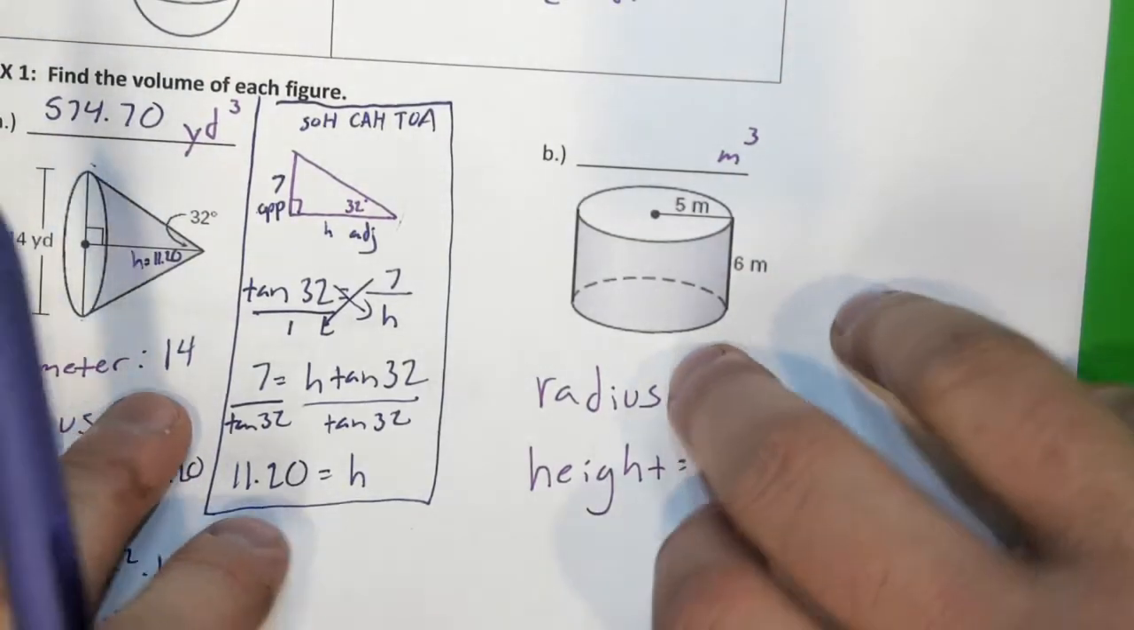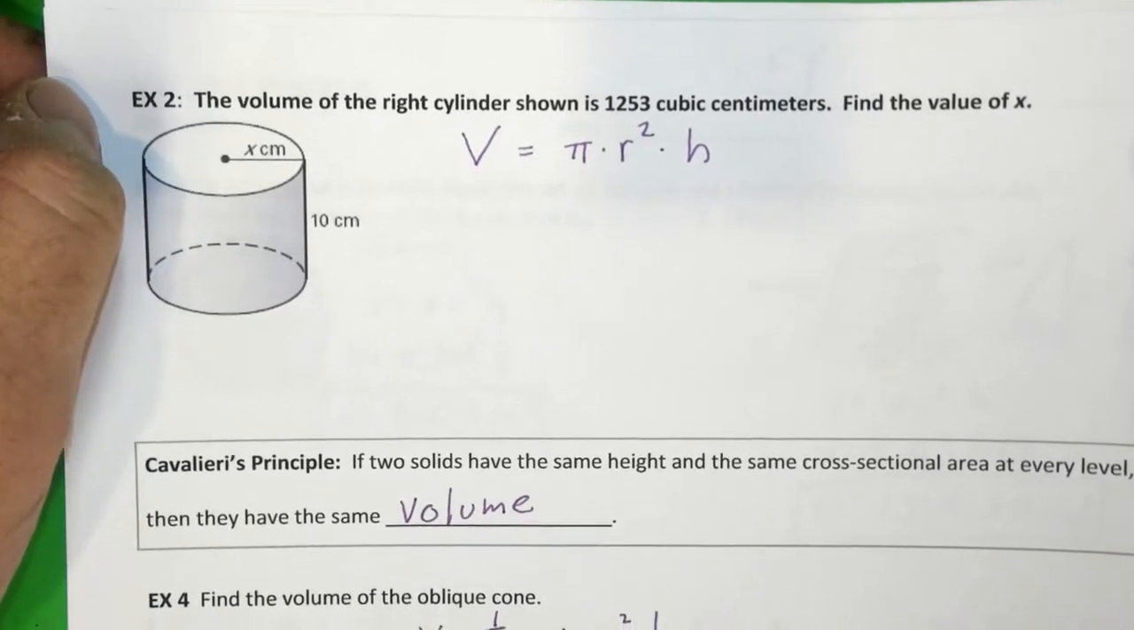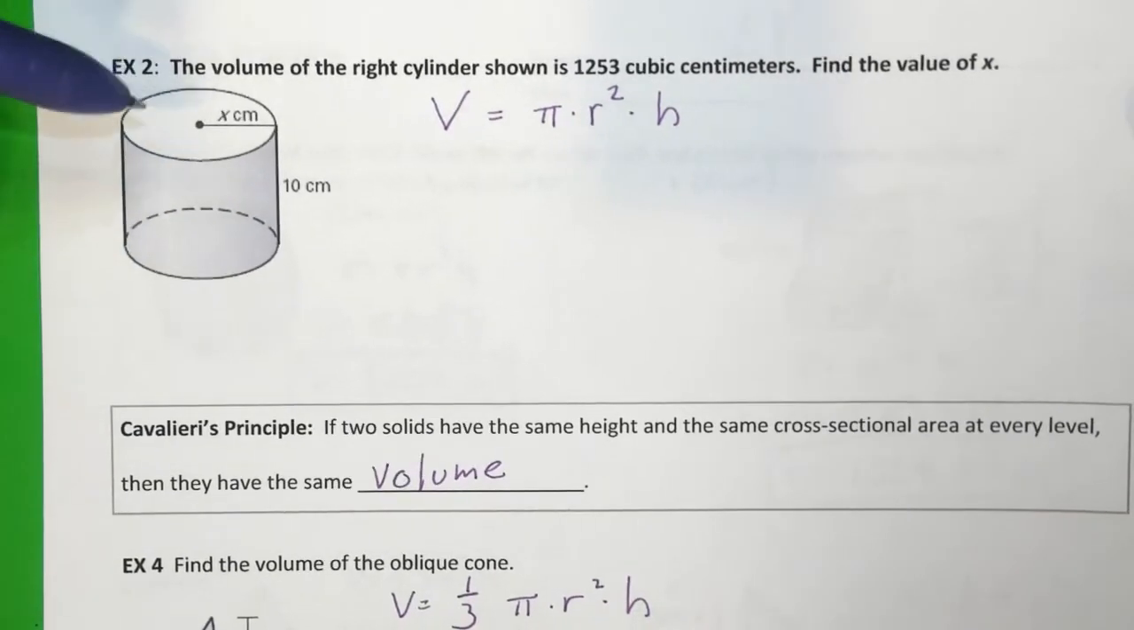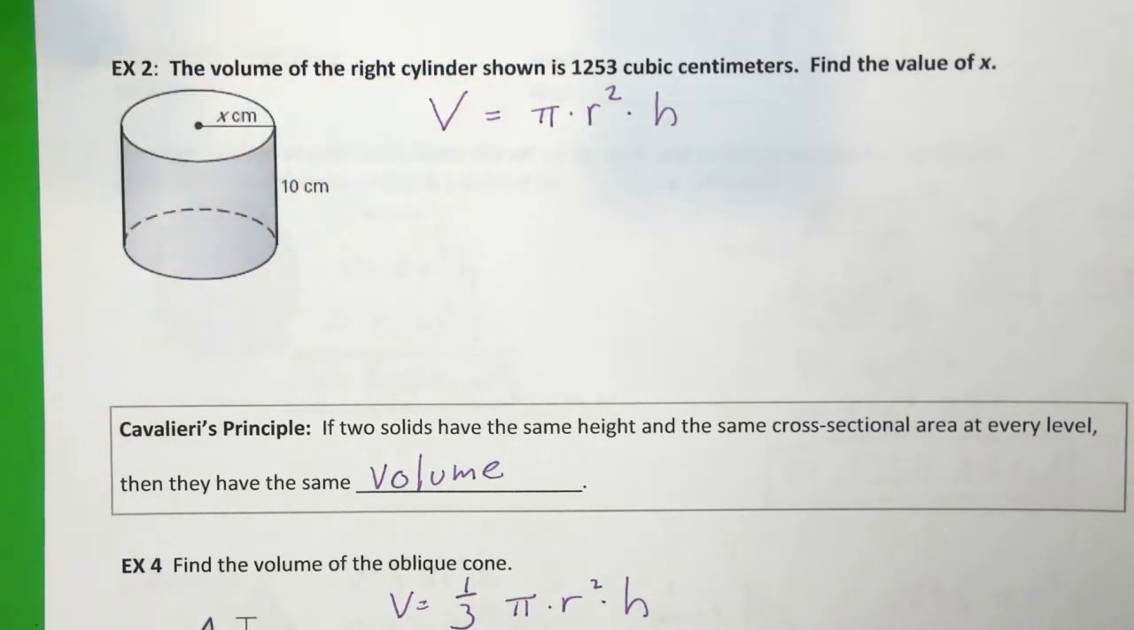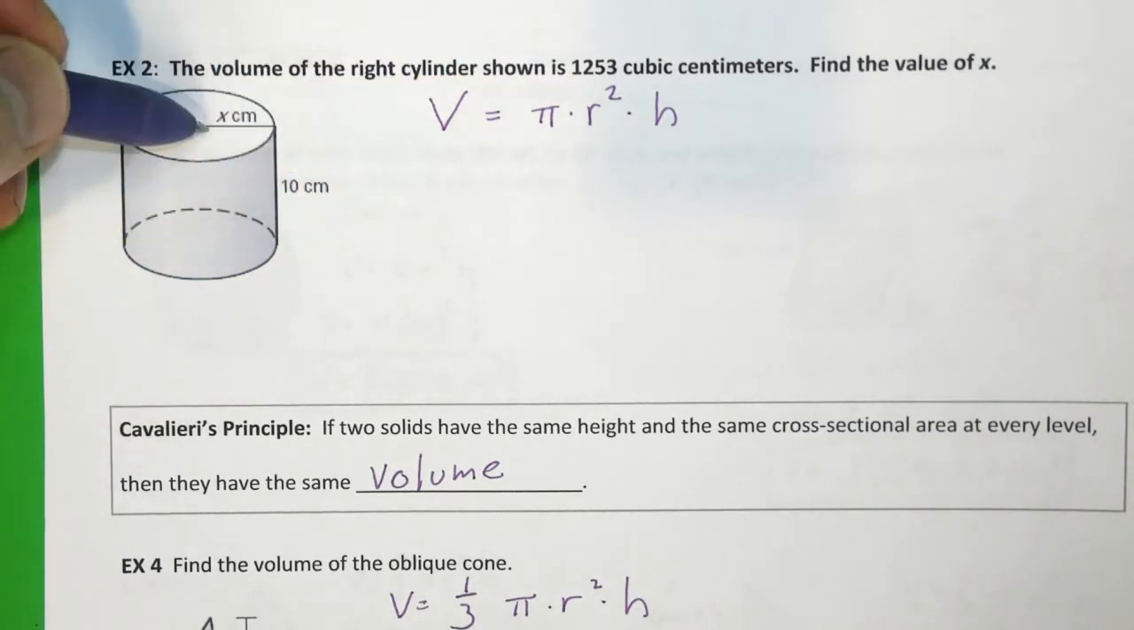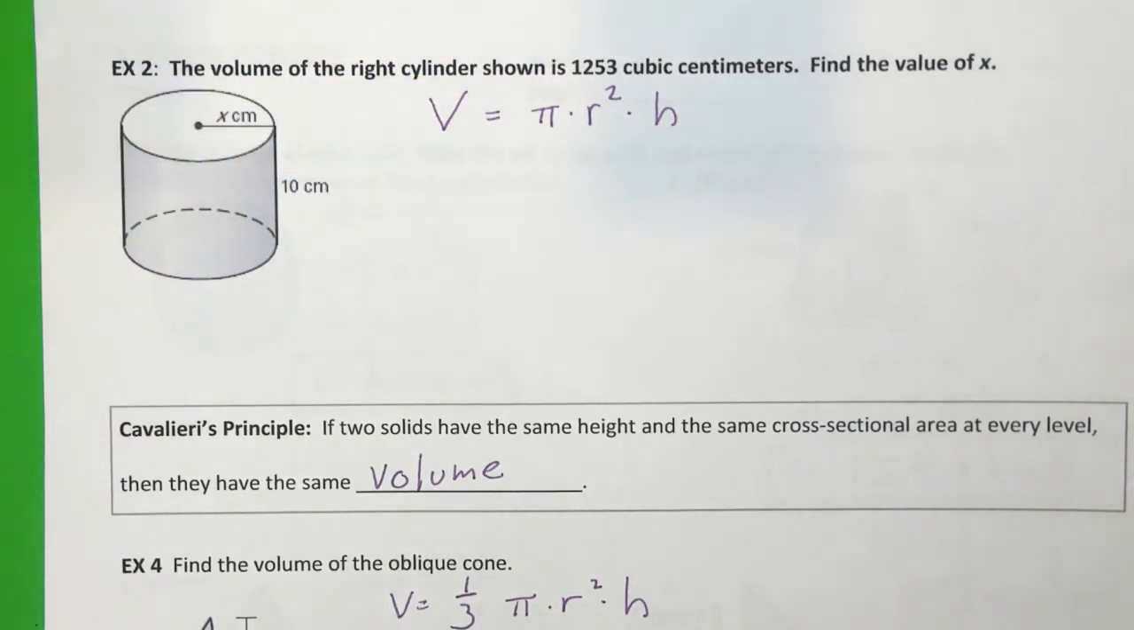Let's move on to the back side. So on the back side, what we have is a bit of a backwards problem, which I always enjoy. We have a problem where I'm going to give you a volume, which is right here, 1,253, and I'm going to ask you about a specific unknown, and in this case, it is the radius. So we're going to try our very best to use the exact same volume formula, and we're just going to plug things in as best we can.